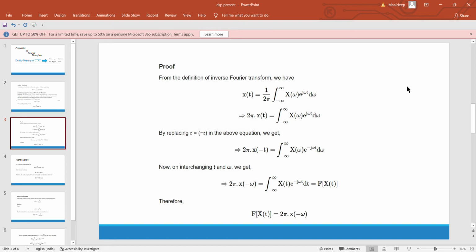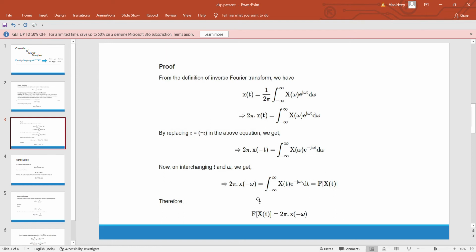Now we replace t with minus t. So we get the resulted equation as 2 pi into x of minus t equal to integration minus infinity to infinity capital X of omega into e power minus j omega t d omega. Now on interchanging t and omega, we get the resulted equation as 2 pi into x of minus omega equal to minus infinity to infinity x of t into e power minus j omega t dt. Now the right side equation is nothing but the Fourier transform of the given time domain signal capital X of t. So we write that as Fourier transform of X of t.